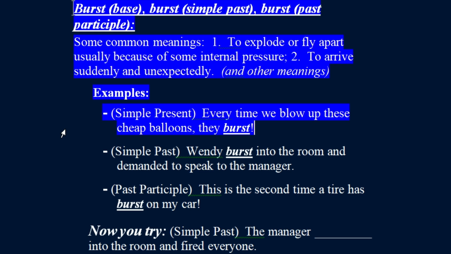Examples. Simple present. Every time we blow up these cheap balloons, they burst. Simple past. Wendy burst into the room and demanded to speak to the manager. Past participle. This is the second time a tire has burst on my car.